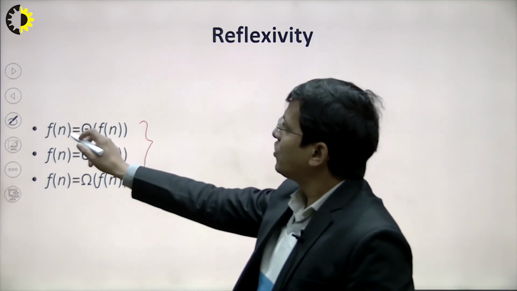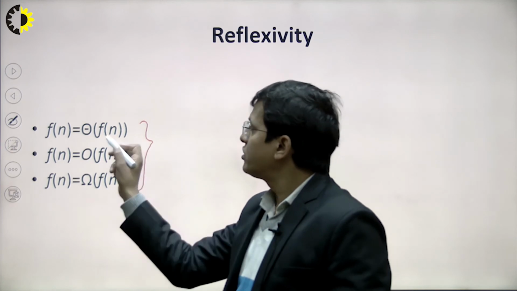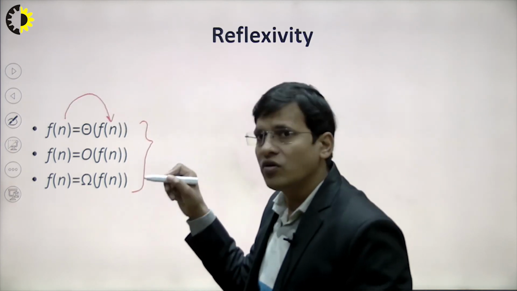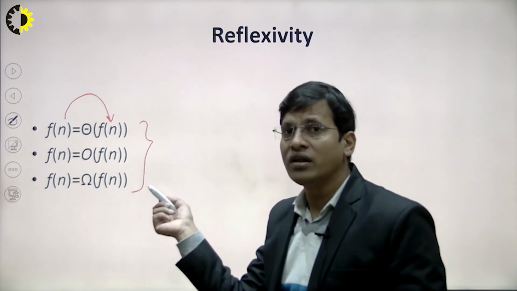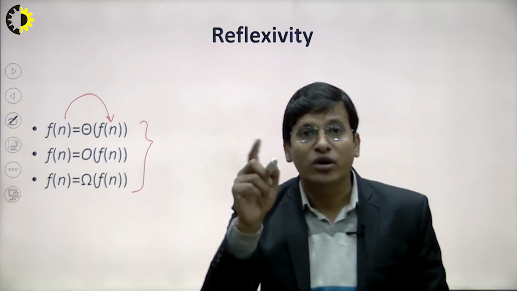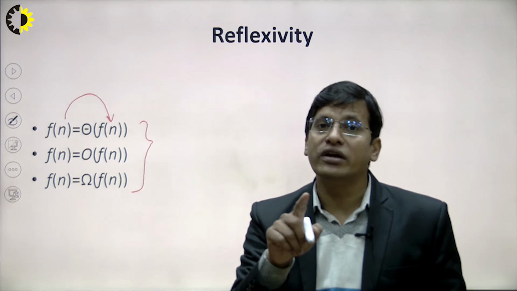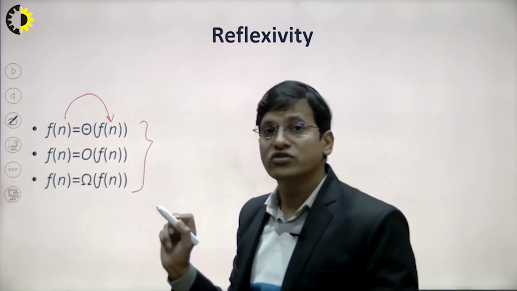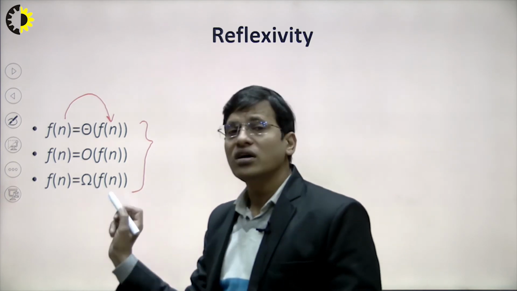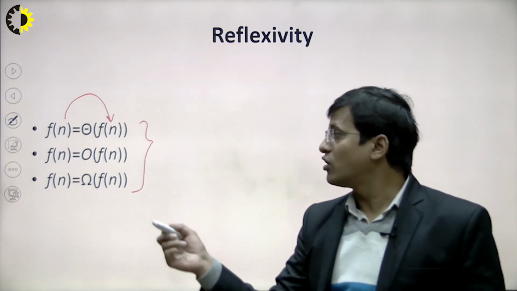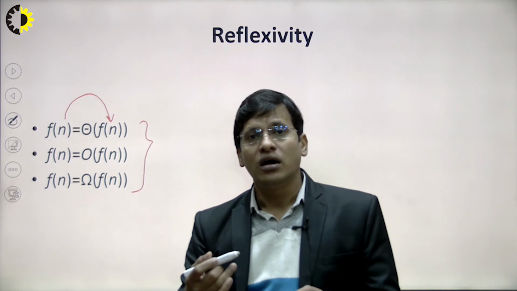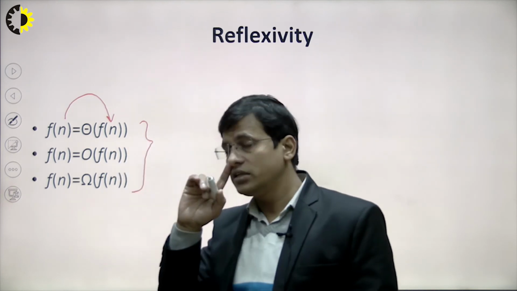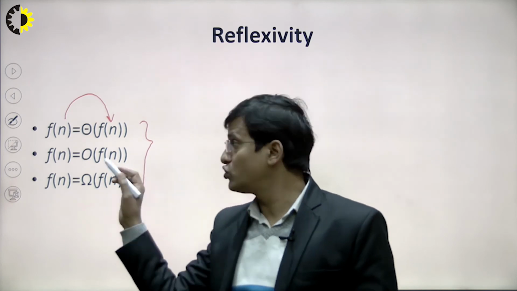So f of n will be theta of f of n when g of n is equal to f of n, because the equality condition holds in that case. Similarly, big O notation also follows this, and big omega notation also follows it, because the equality condition is present in these notations. That's why this property holds for these notations.